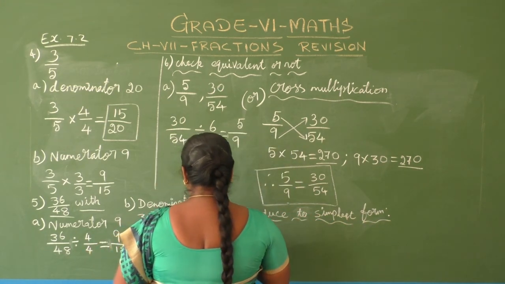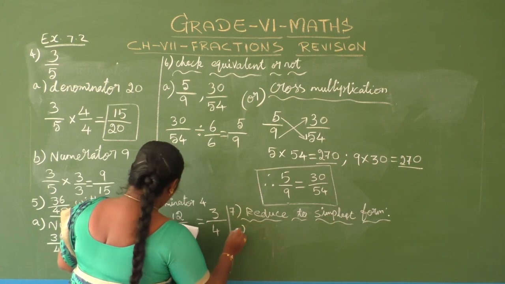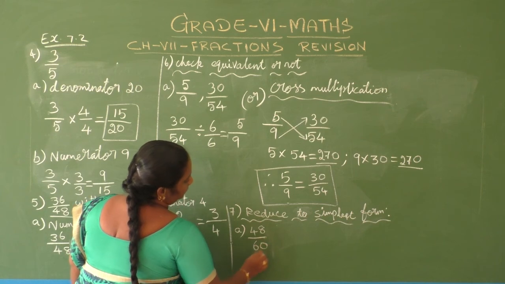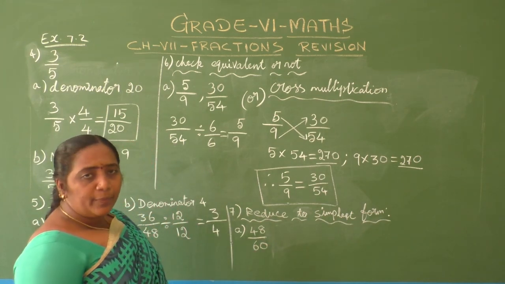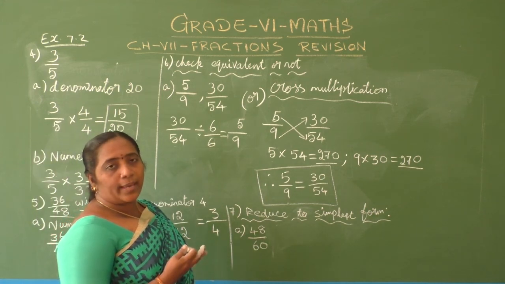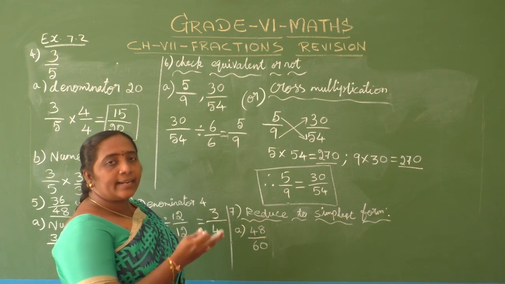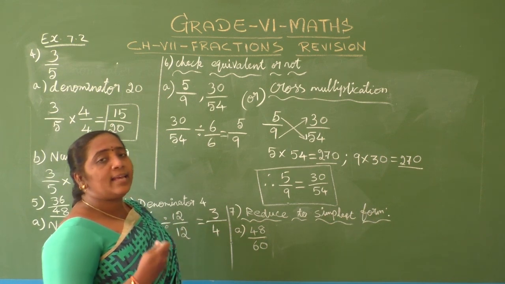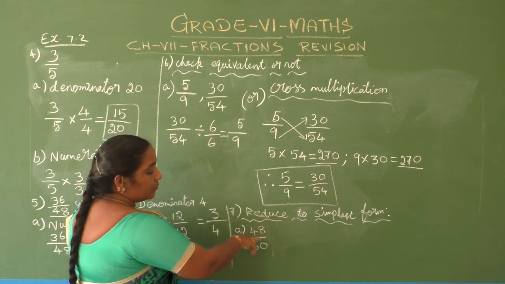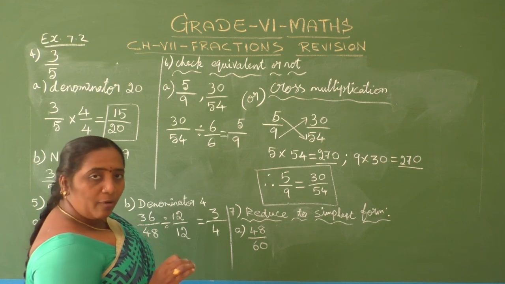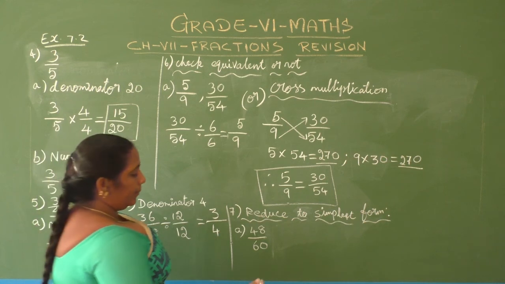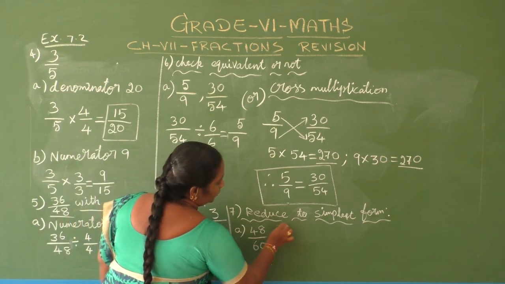Right, simplest form. See, the A1 is 48 by 60. Reduce, cancellation, simplification, all are same only. We are going to reduce these fractions by the same number. Numerator and denominator we are going to reduce by the same number. See here, 48 by 60 means both sides we have an even number. That means we can take the smallest number 2. So I am dividing by 2 by 2.